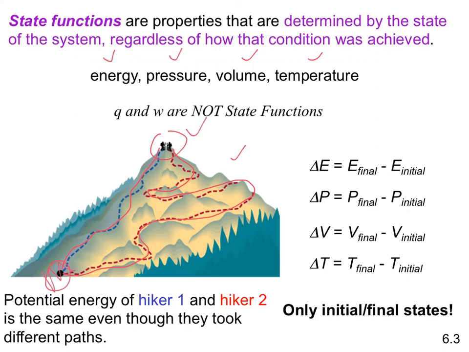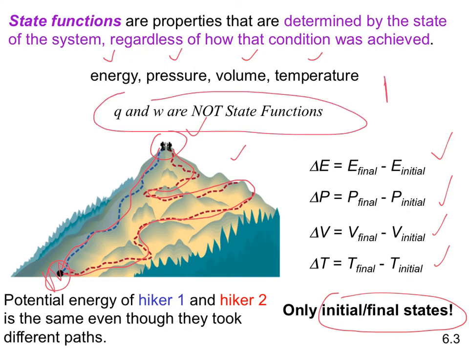So delta E, the value that we've been discussing, is a state function. Pressure change is a state function. Volume change and temperature change are always going to be state functions. The only thing you care about is your initial and final states in this situation. Something to note, however, is that Q and W are not state functions.